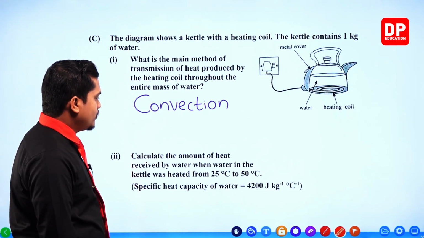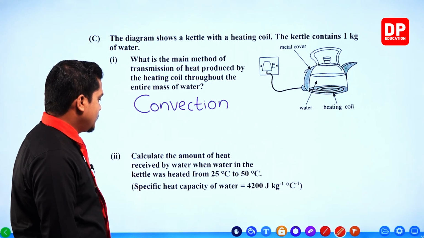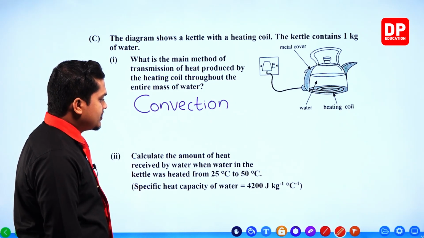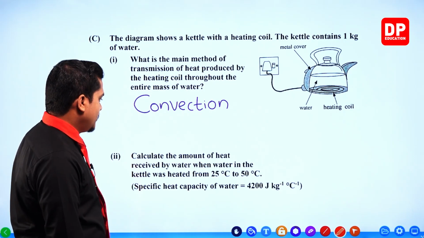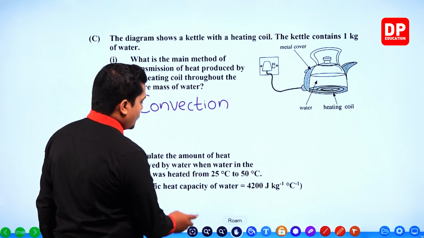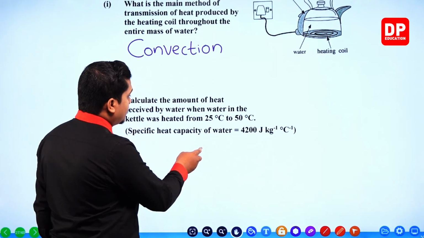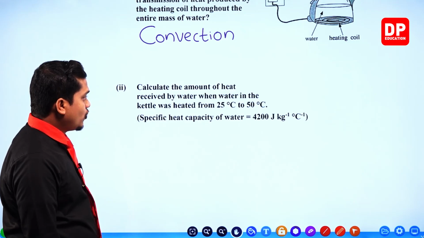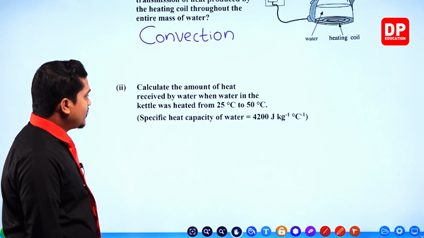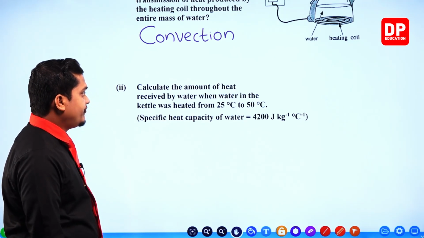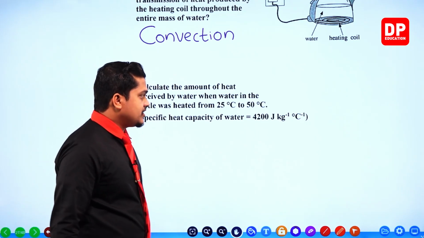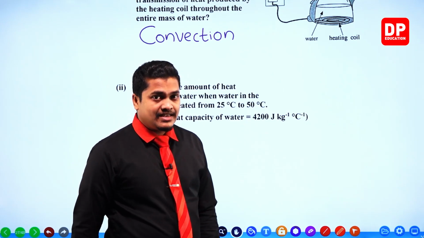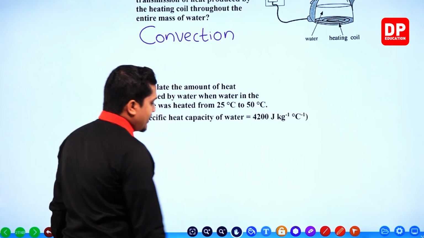Next one. Calculate the amount of heat received by water when water in the kettle was heated from 25 degrees Celsius to 50 degrees Celsius. Specific heat capacity of water is 4200 joules per kilogram per Celsius. Right, so the question is given now. You need to calculate the amount of heat received by water when water in the kettle was heated from 25 to 50. Specific heat capacity of water is given 4200 joules per kilogram per Celsius. Right, so we'll do the calculation then.